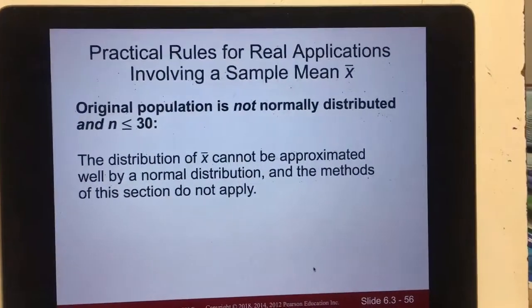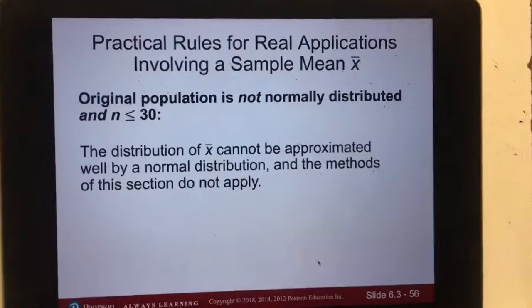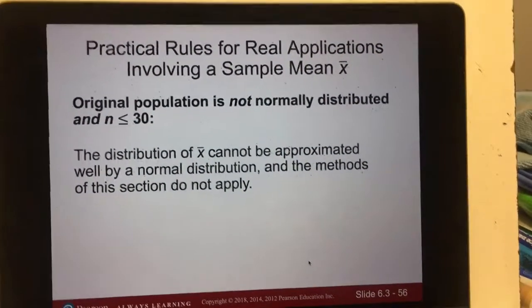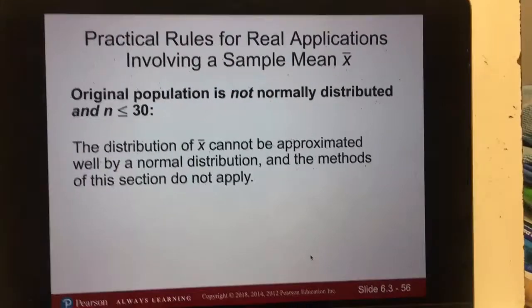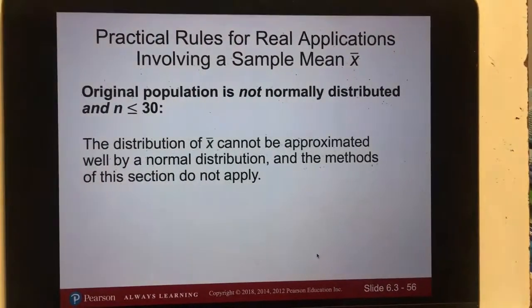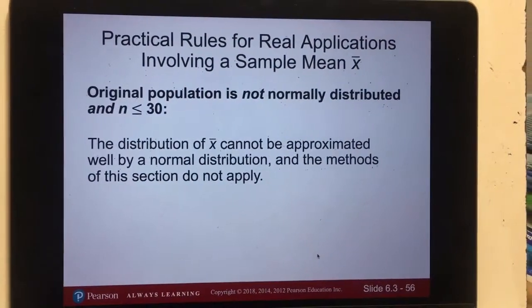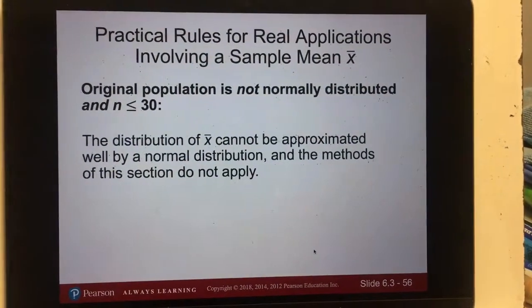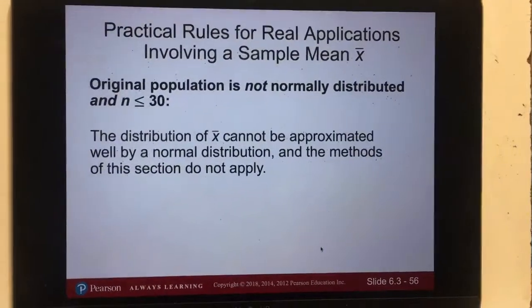If our original population is not normally distributed, or if n is less than or equal to 30, then the distribution of x bar cannot be approximated well by a normal distribution, and in essence, the central limit theorem cannot apply.